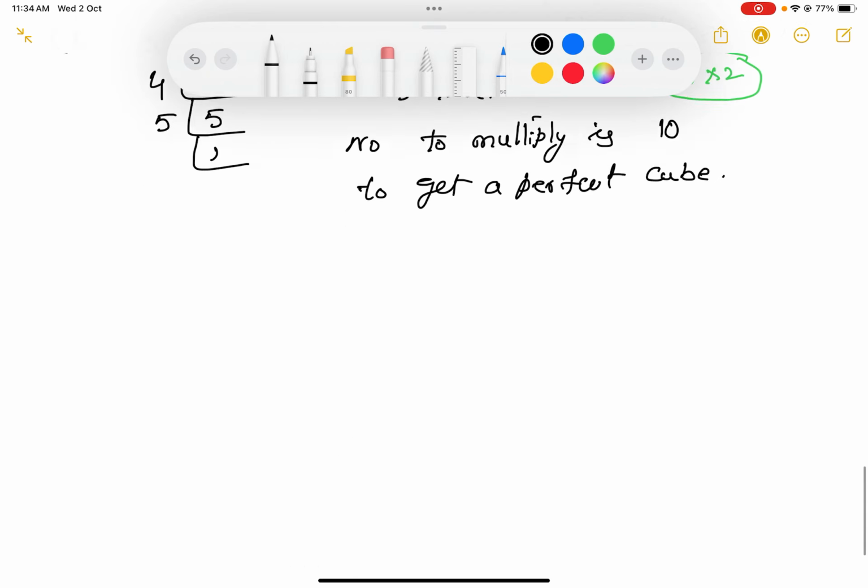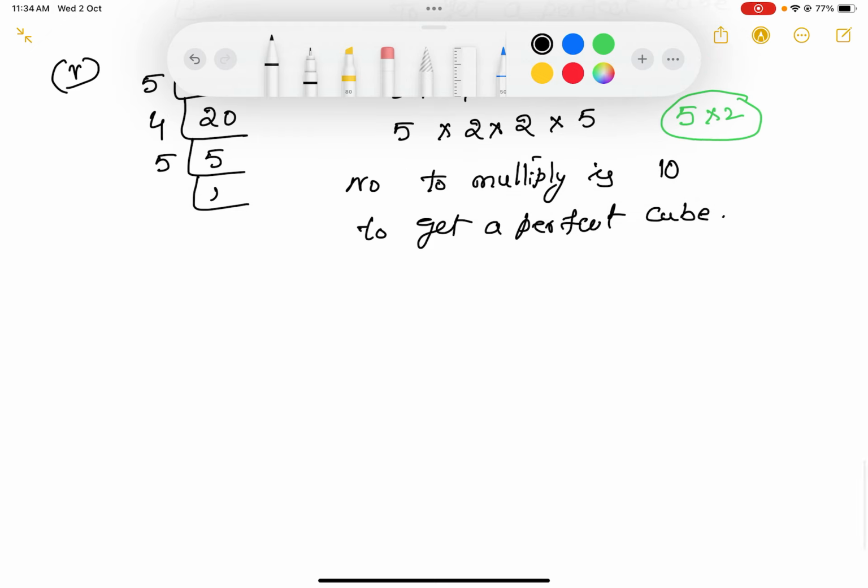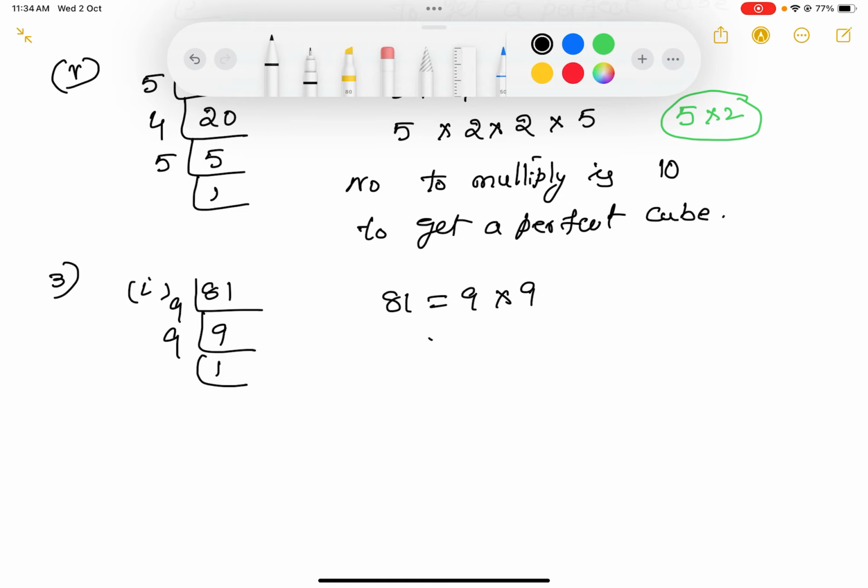The next one, the third question in this, is find the smallest number by which each of the following numbers must be divided to get a perfect cube. So in this one, it should be 81 now. 81 means again doing by 9. 9 nines are 81, 9 ones are 9. So therefore 81 can be written as 9 into 9. But you have to write the prime factorization, right? So 3 into 3 into 3.